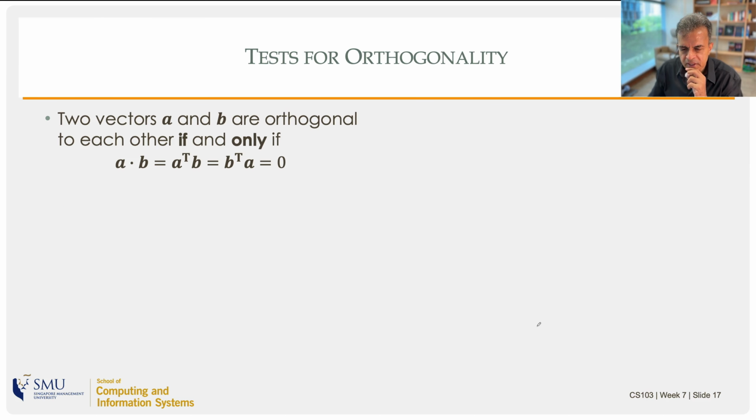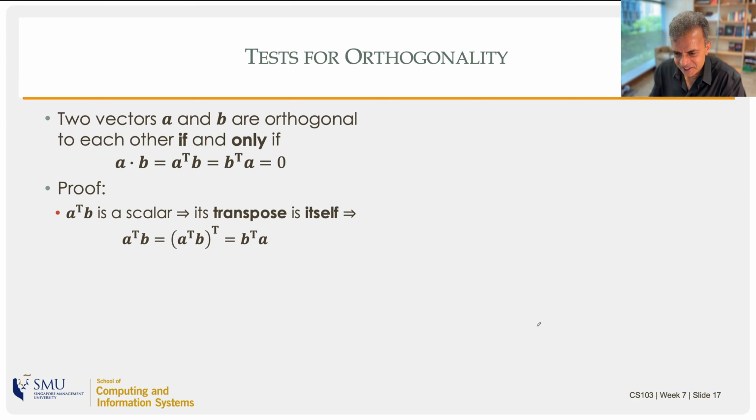Although we used it multiple times so far, let's state this once more. Two vectors a and b are orthogonal if and only if their dot product is 0. A dot b, which is a transpose b or b transpose a, has to be 0. So it goes both ways. If a transpose b is 0, then the vectors are orthogonal, and if they're orthogonal, then a transpose b is 0. The proof is kind of interesting, so let's take a look at the proof a little bit.